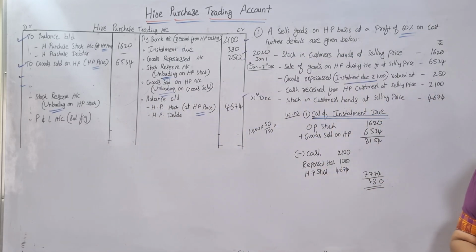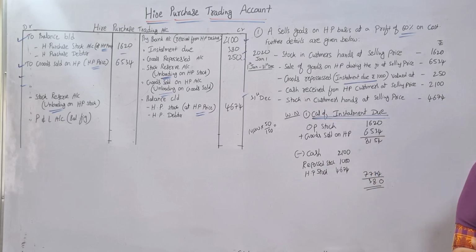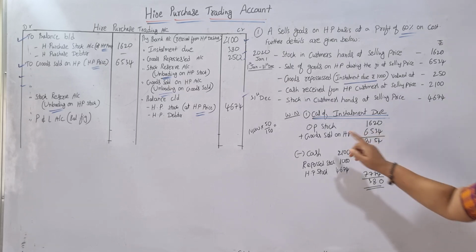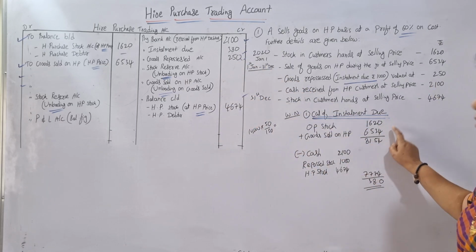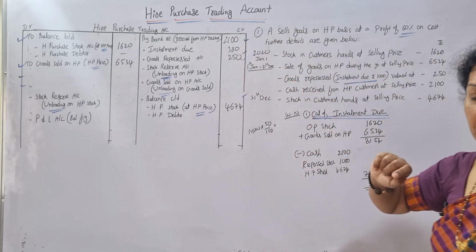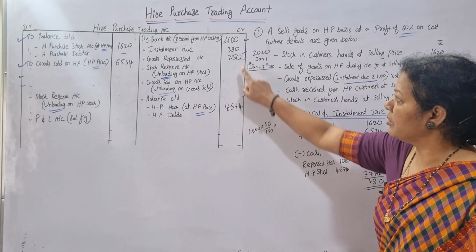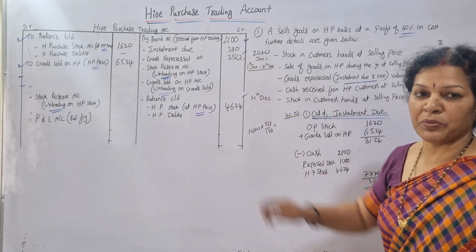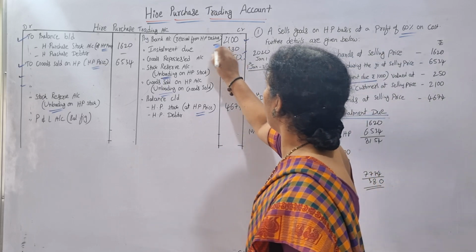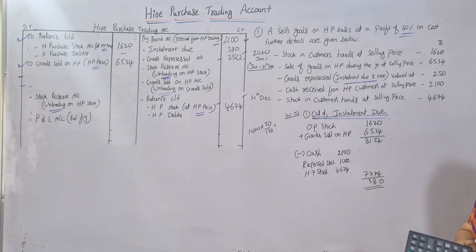Shall I explain this once again? Installment due, whatever is given here, this is related to only that particular transaction. But we need to know the total installment due. For that purpose, what are we taking? Opening stock plus sales, and credits, especially the amount received from the debtor, that is 2100, and also repossessed stock, this is 250, and closing stock. Three amounts we have taken, 1, 2 and 3.